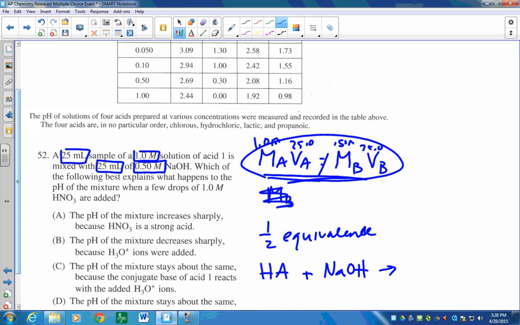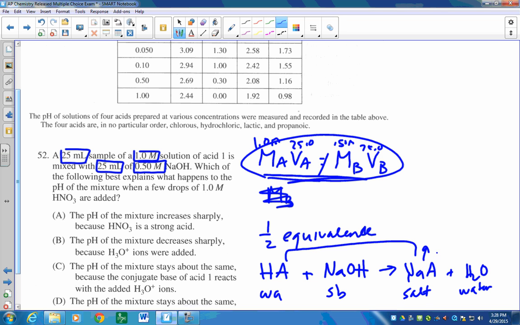when these interact, you get NaA plus H2O, and so this is a weak acid, this is a strong base, this is a salt, this is water. However, this is actually the salt of a weak acid. In other words, they have a common ion. And because you are at the half equivalence point, we have a buffer system because you have a weak acid and the salt of the weak acid. And you have an interesting thing with the buffer system.